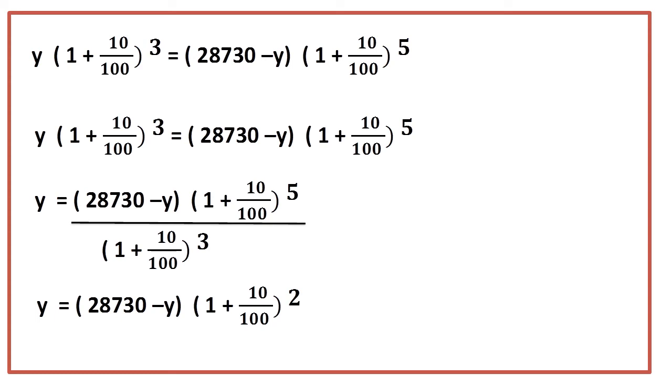2. Just observe the simplification, children. In the previous step, (1 plus 10 by 100) to the power 5 was in the numerator, and in the denominator we have the same value, (1 plus 10 by 100) to the power 3. So 5 minus 3 will lead to 2. That means x to the power of 5 by x to the power of 3, how do you simplify? It is x to the power of 5 minus 3. Hence, it will be x square. This is simplified in the similar manner.